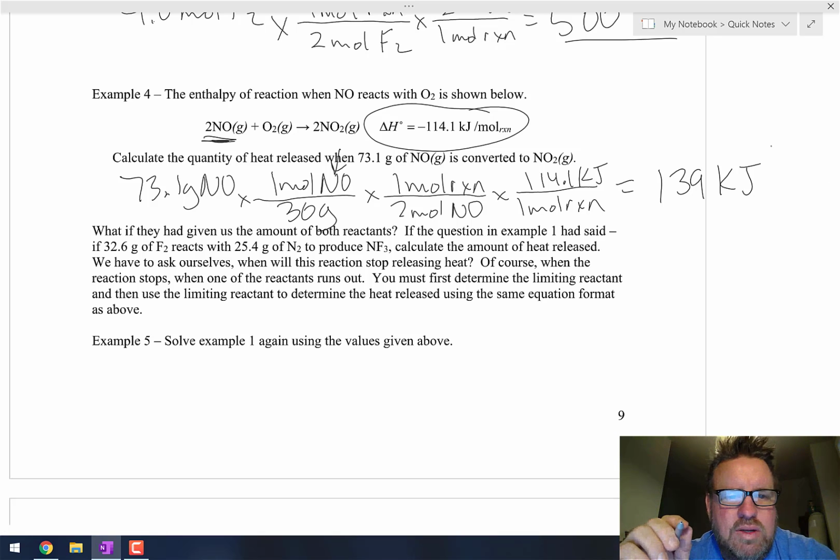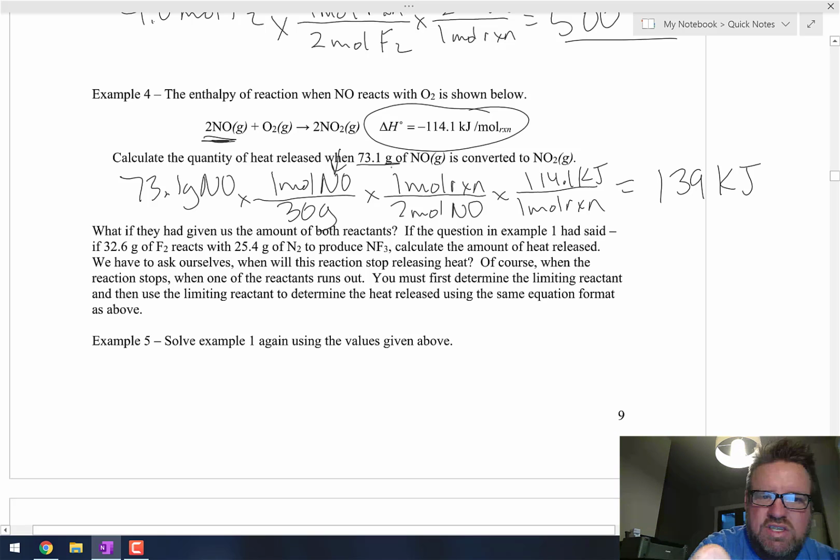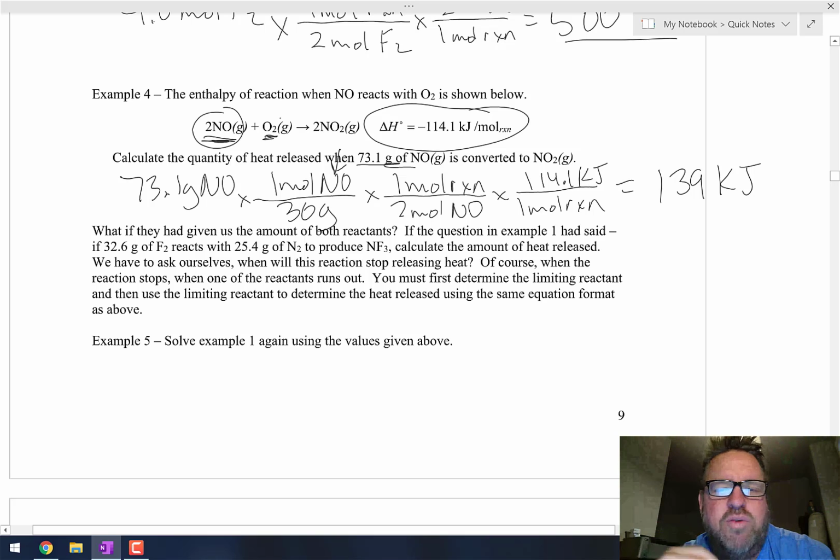Okay, now let's go back to question number 1. Notice in all of the examples that we've done so far, they've only given us 1 reactant. They only gave us this amount of NO. This is how much NO you have. Well, what do you assume then? You assume that O2 is therefore the limiting reactant. They don't tell you that, but you just have to assume that.